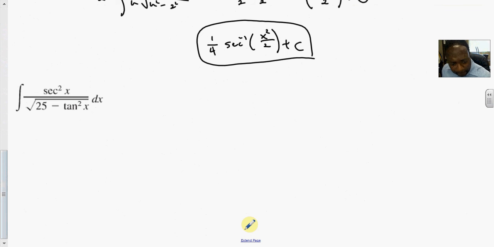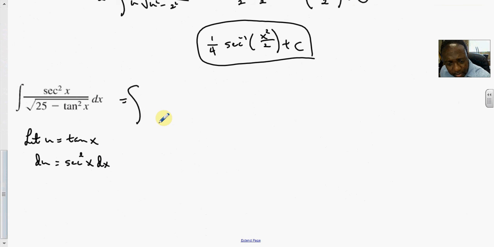Now this one's interesting. Notice that there's a similarity between the tangent x and the secant square x. They are similar or connected by a derivative. So let u equal to tan x. So du picks up that numerator, secant square x dx. So if we write this out, this is the integral of, I'm going to say that's just 1, times du, which the du gives us the secant square x dx.